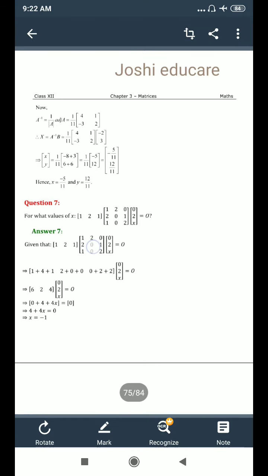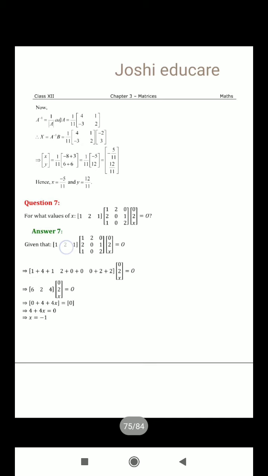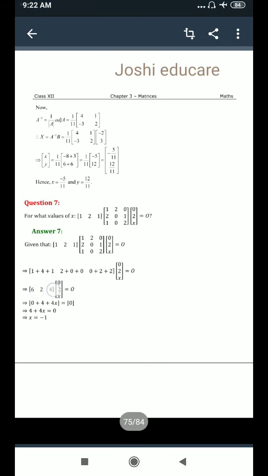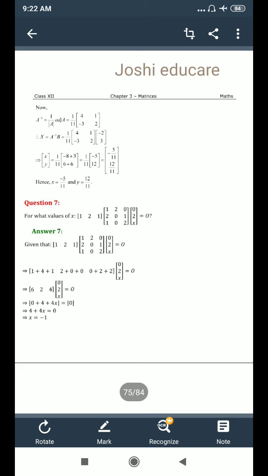So you multiply these two matrices. First, this row is multiplied by the first column. You will get the first element. Now this row is multiplied by the second column. You will get the second element. This row will be multiplied by the third column. You will get the third element. So this matrix becomes 6 to 4, and this third matrix is given 0 to 4.